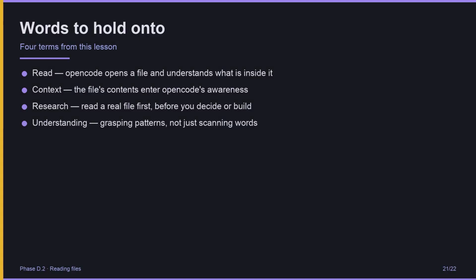Here are a few words worth holding on to. Read: OpenCode opens a file and understands what is inside it. Context: the file's contents become part of what OpenCode is aware of as it answers you. Research: reading a real file first, before you decide or build, so your choices are grounded. And understanding: grasping the patterns and structure, not just scanning the individual words on the page.